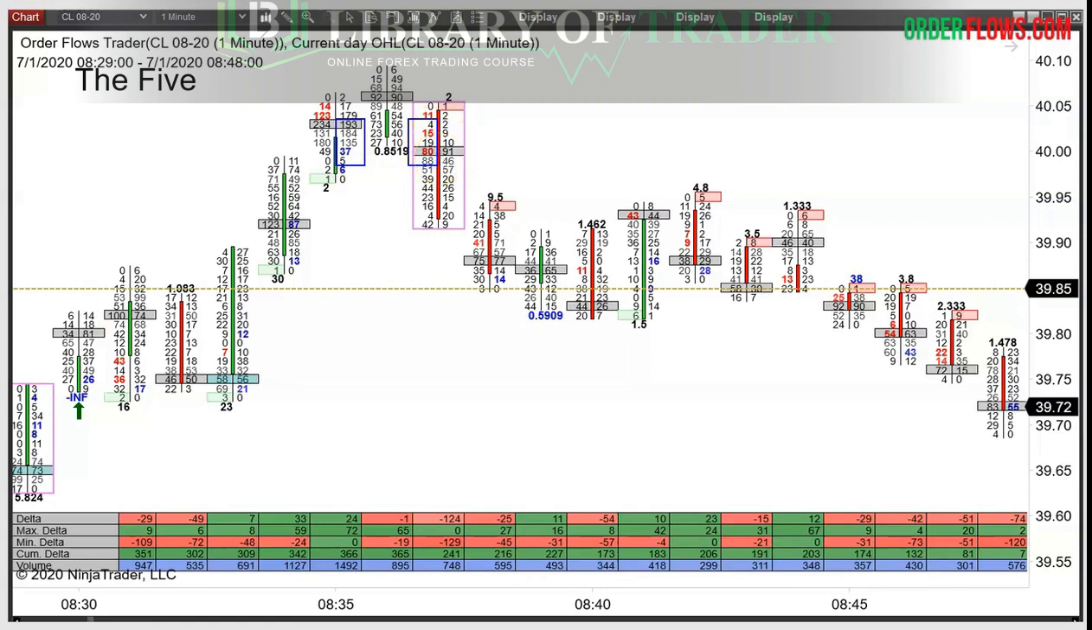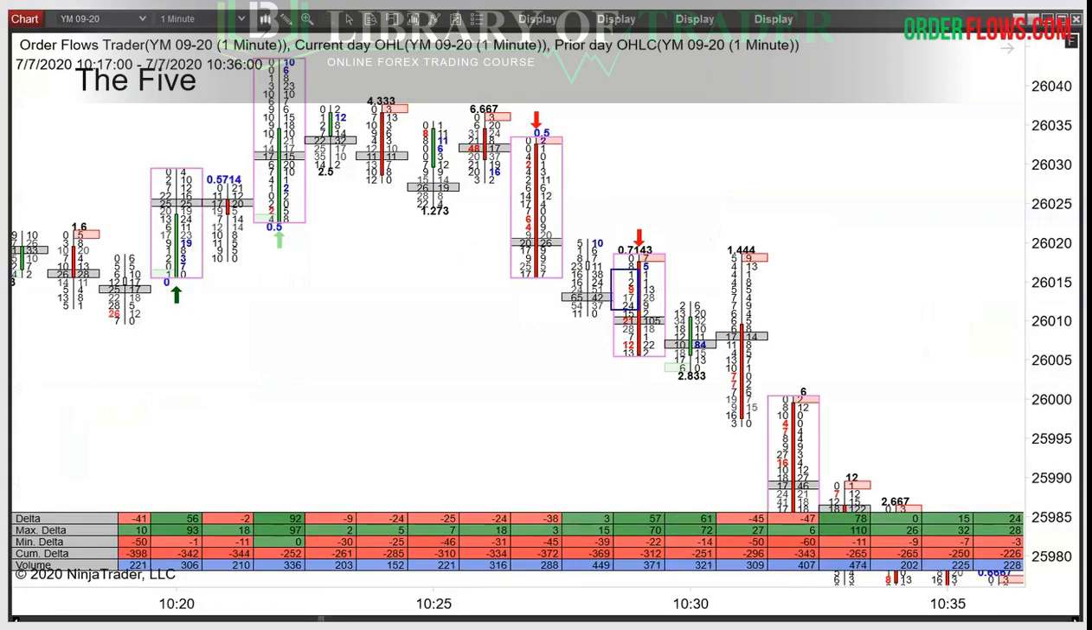This is crude oil, right? Earlier I was showing you E-minis, now I'm showing you crude oil. Here's mini Dow. Mini Dow is a market that doesn't trade a lot of volume compared to crude oil or E-minis, so the numbers are going to be lesser. Here's 1, 2, 9, 17, 24 right in here in this red bar on your move down.